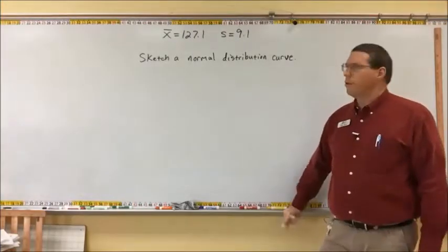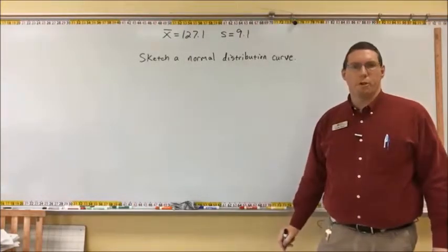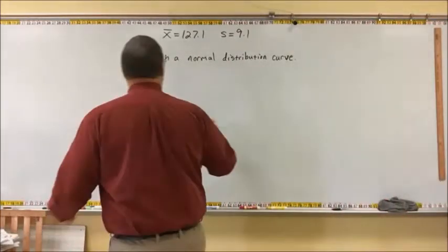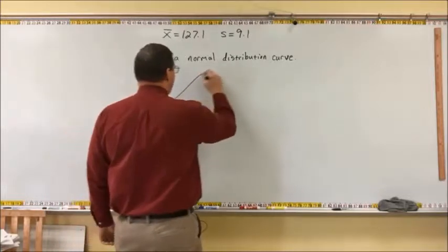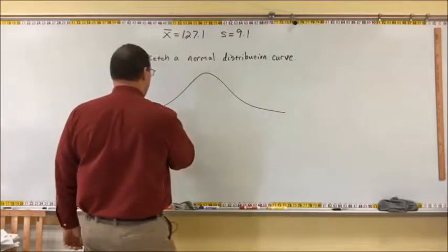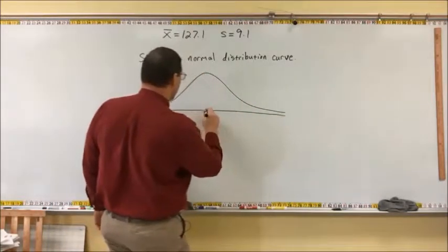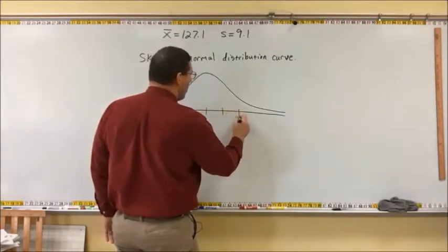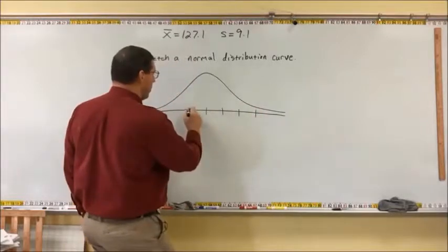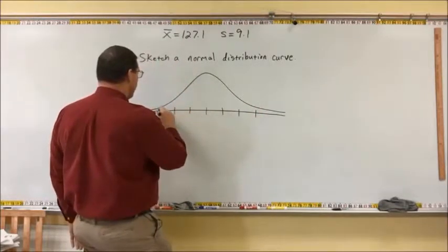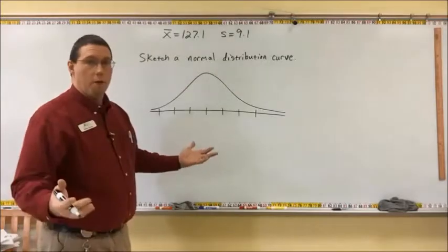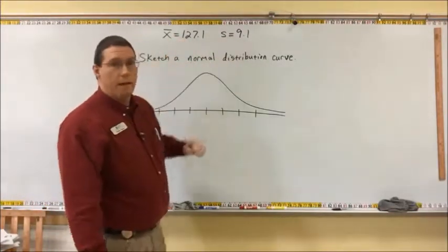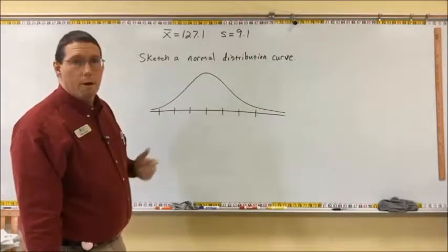All right, so the first thing we're going to do is sketch a normal distribution curve, okay? Basically we just want to draw a basic bell curve, right? And then here we're going to mark the middle, which is where we put the mean, right? And then we want 3 standard deviations over in one direction and 3 standard deviations over in the other direction. Now you may want to pause the video and do this on your own based on the mean and the standard deviation.